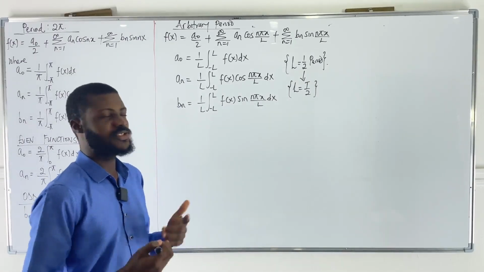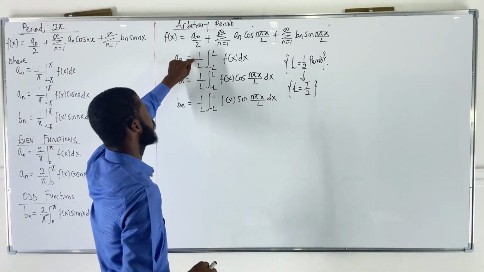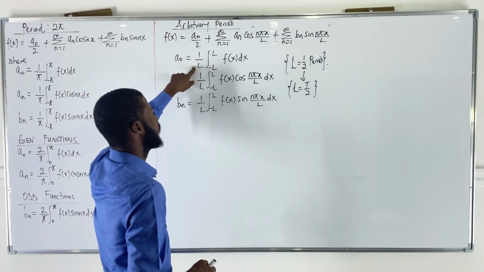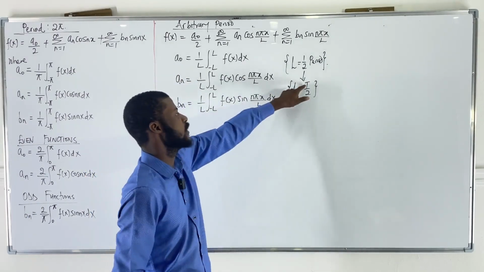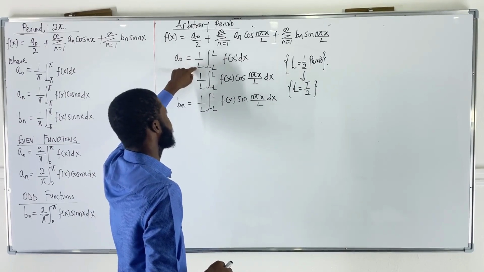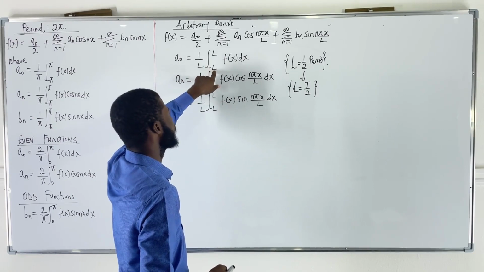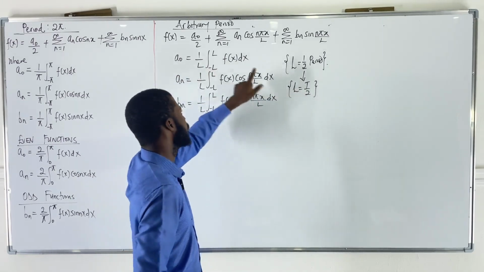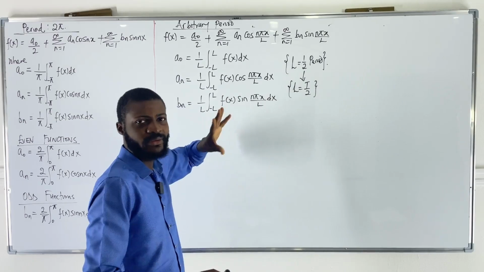That's why I said if you notice in some textbooks, they might put 2 over T here, because when you take the inverse of T over 2, you will get 2 over T. So some textbooks will have 2 over T integral from minus T over 2, because L is T over 2, and then you have T over 2. But I don't really like doing that.